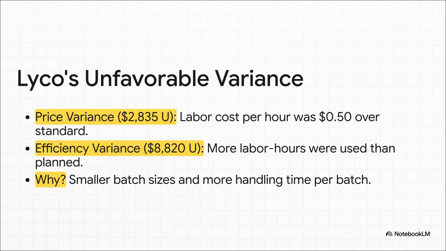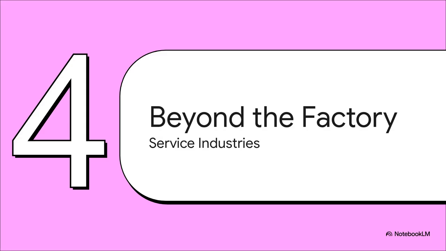Their production batches were smaller than planned, which means more moving around, and each move just took longer. This is the amazing insight that ABC gives you. It shows the real problem wasn't just paying people a little more, it was a major inefficiency in their whole production process. Okay, that makes total sense for a factory making stuff.